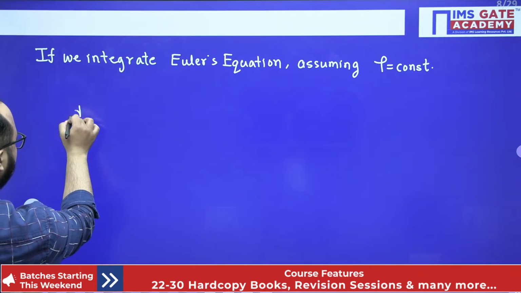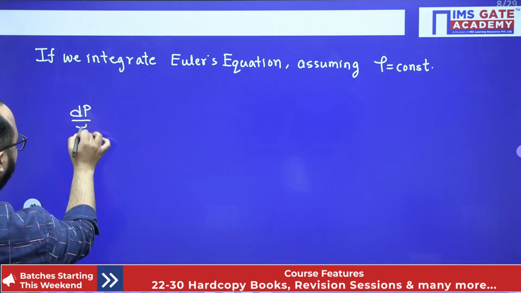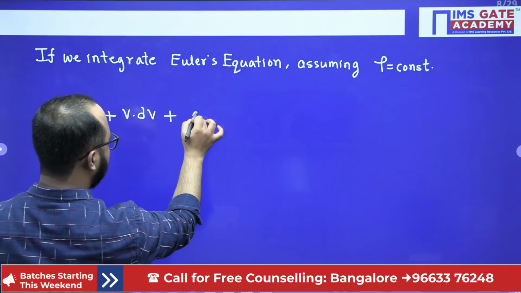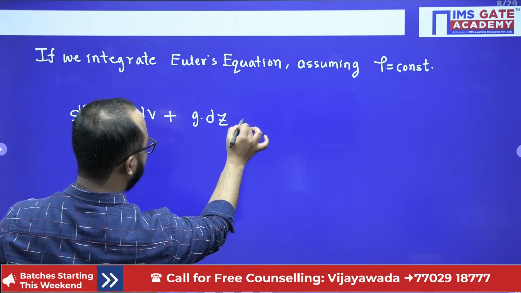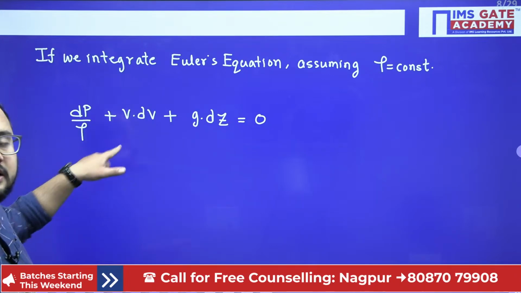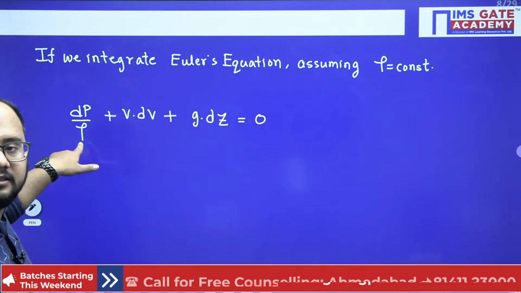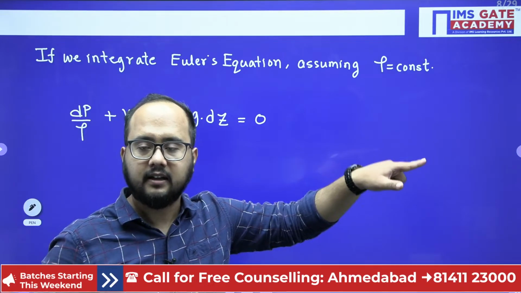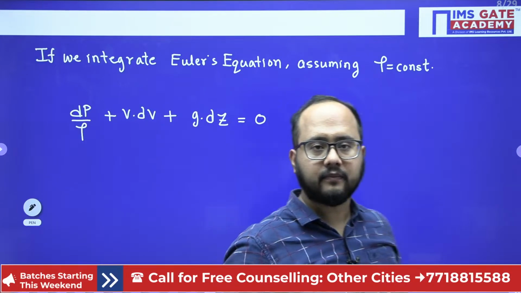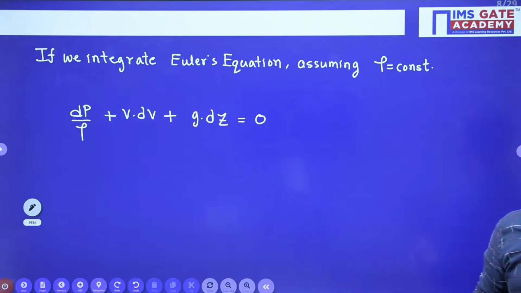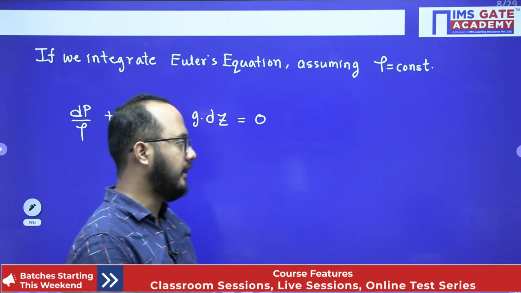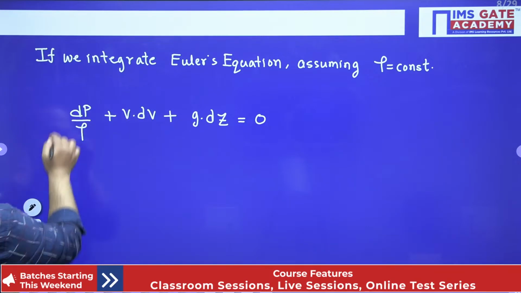First, I will write the Euler's equation: dP/ρ + V dV + g dz = 0. Because if I do not take the density as constant, then density will also be a function of space. Space basically means the location. So in that case, I cannot simply do the integration. I need to know how it varies with respect to location, or the space.